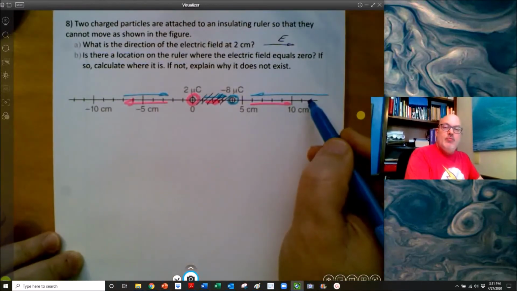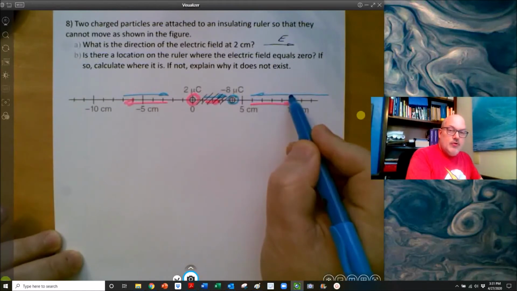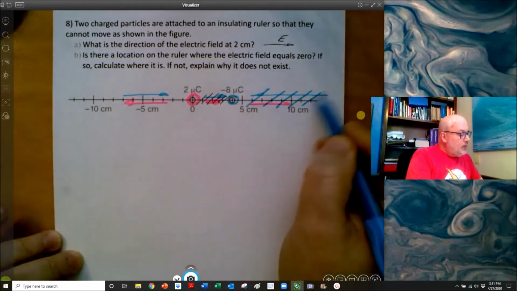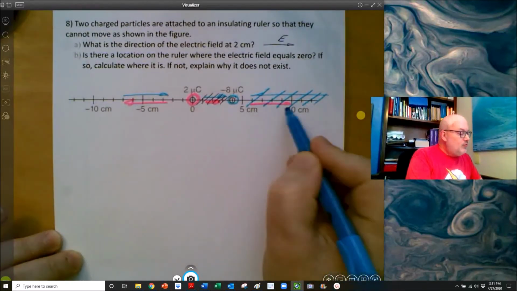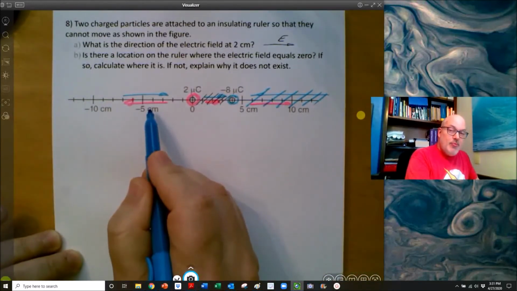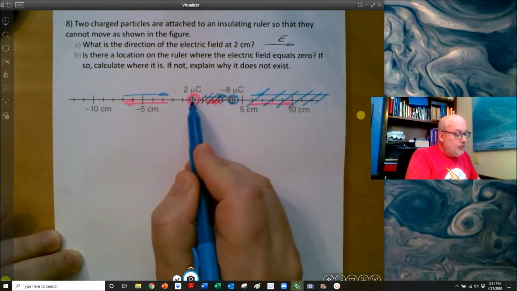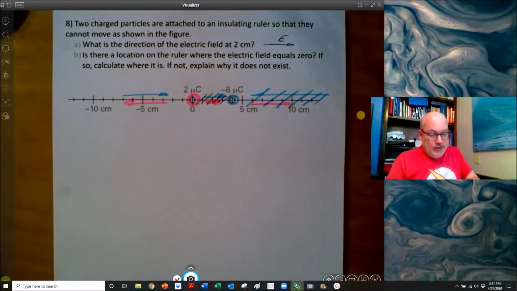I draw the blue one bigger over here. It's a bigger charge and we're closer. So this won't work either, because the blue electric field will be bigger than the pink electric field over here on the right. Now here we have a possibility. We're farther from the blue one and we're closer to the pink one. So let's see how this works out.